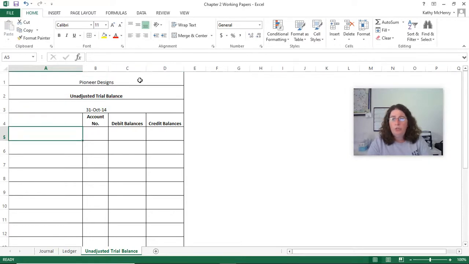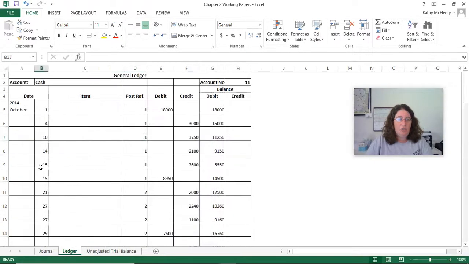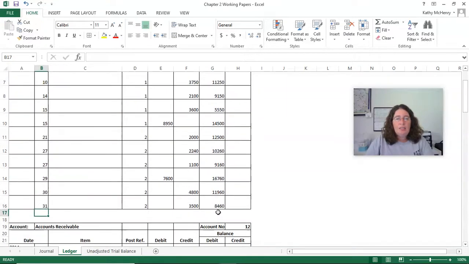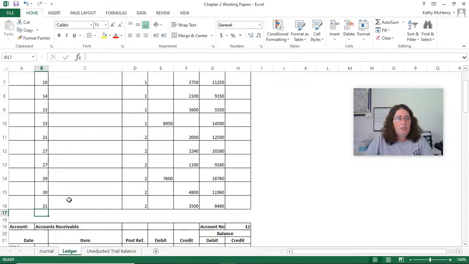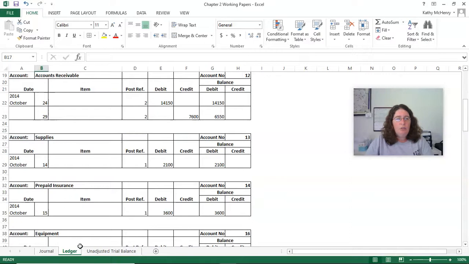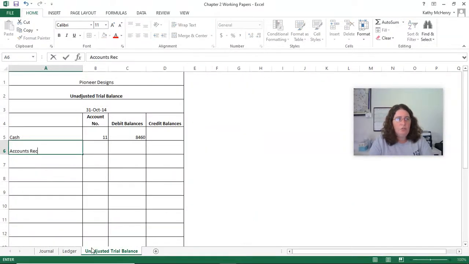Now, we're going to go through our ledger and pull our account titles in order and just list them. So we know our first one is cash. We know it's number 11, and we know this because it says it right here on our ledger. It has a debit balance of $84.60. So we're going to list $84.60 right there. And our next one is going to be accounts receivable, number 12, $65.50. So accounts receivable, I always spell that wrong. Receivable, number 12, $65.50.